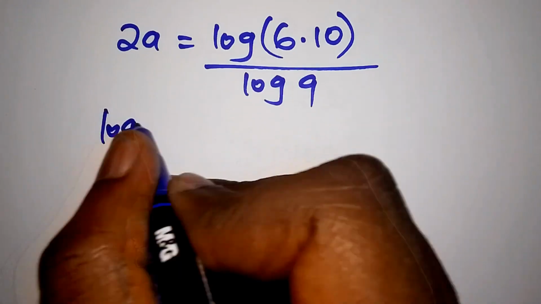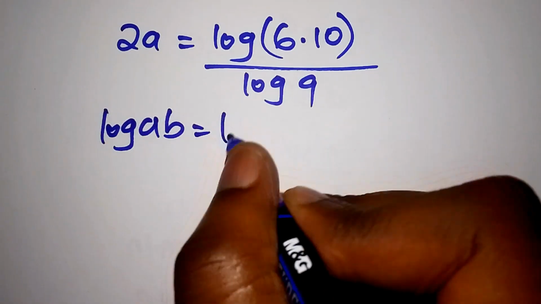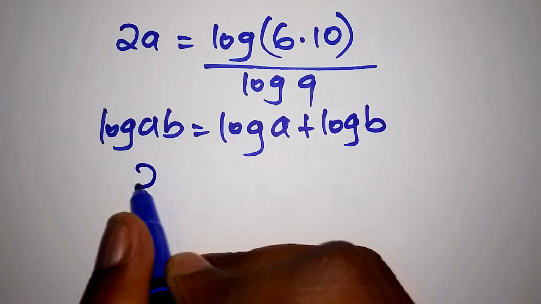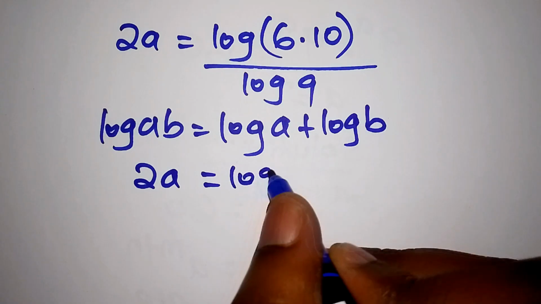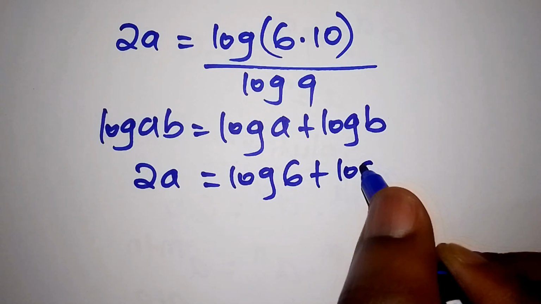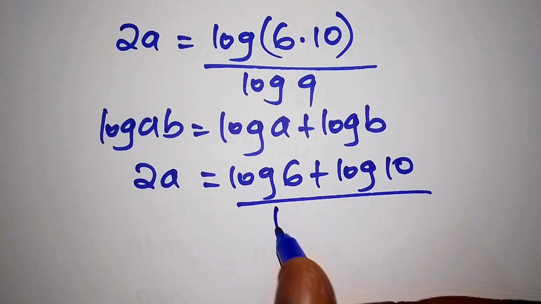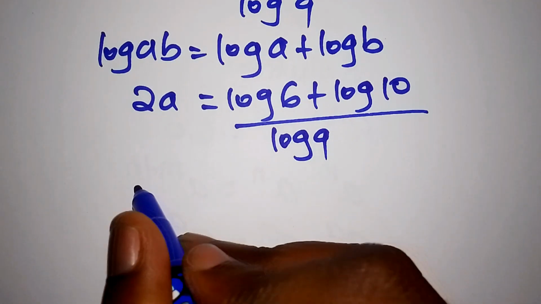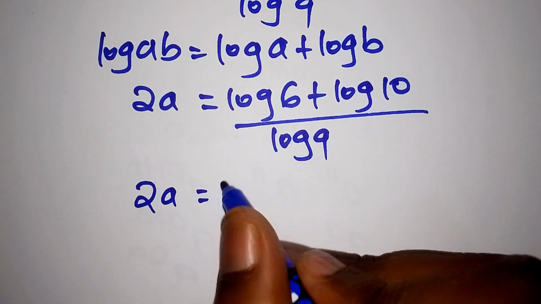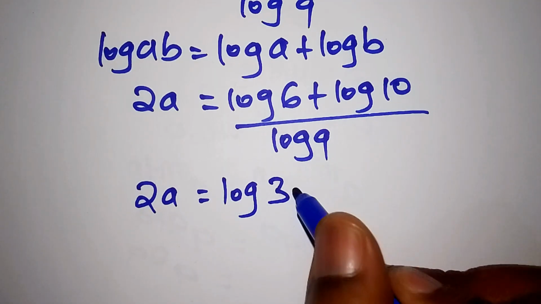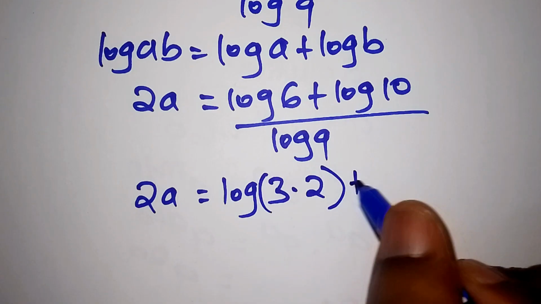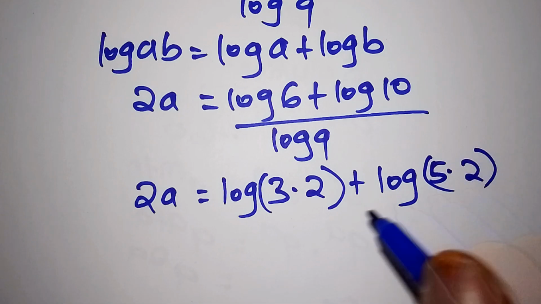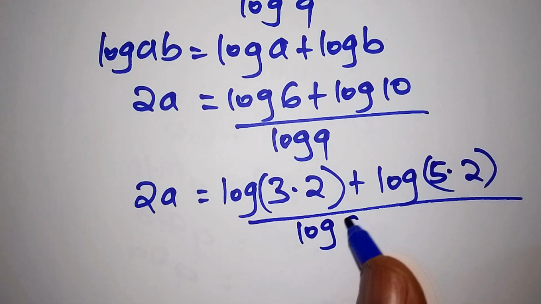Exponents: when you have the log of a multiplied by b, this can be written as the log of a plus the log of b. So now we have 2a equal to the log of 6 plus the log of 10, all over the log of 9. Next, 2a is equal to, so log 6 can be written as the log of 3 multiplied by 2, plus the log of 10 can be written as the log of 5 multiplied by 2, all over the log of 9.